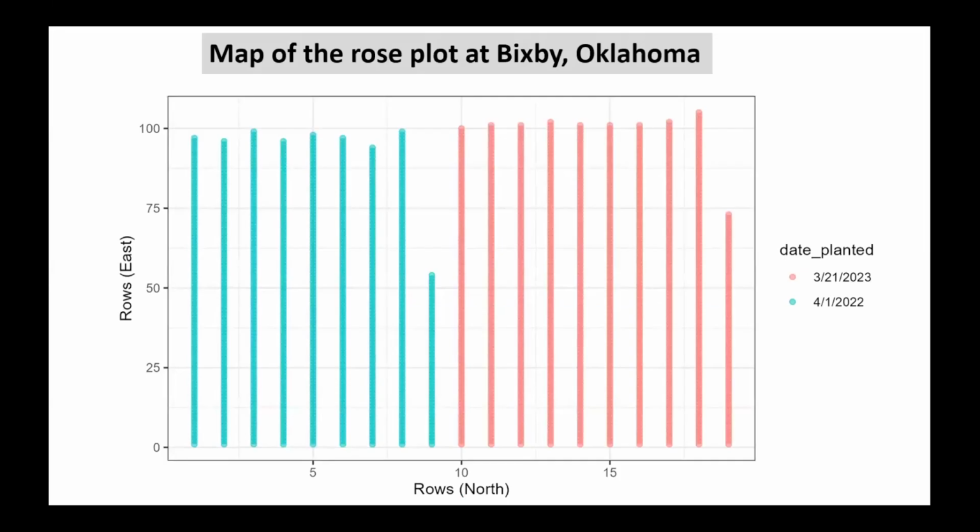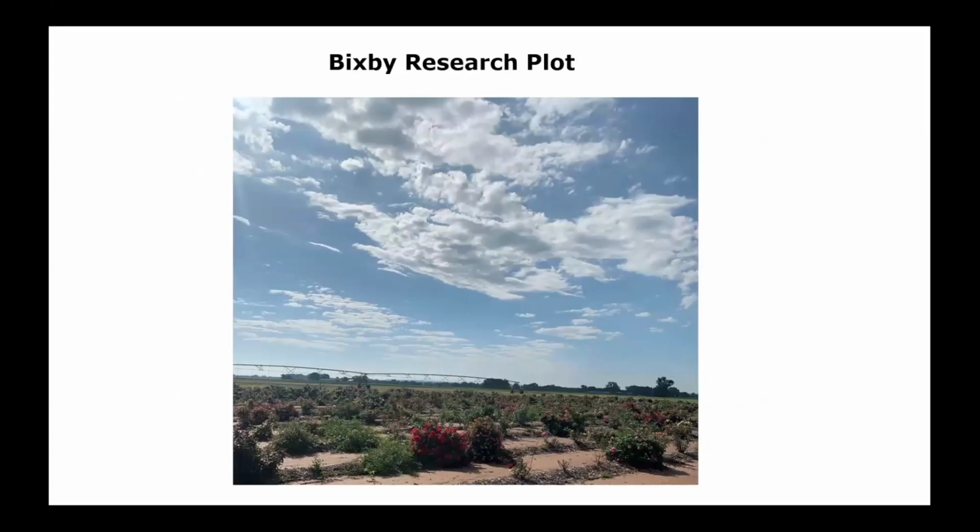These are the 19 rows. We planted almost 2,200 rose plants in 2 different plantations, and around 2,000, I think, survived. And it looks much better now. You can see all those flowers, the big canopy of the plants.